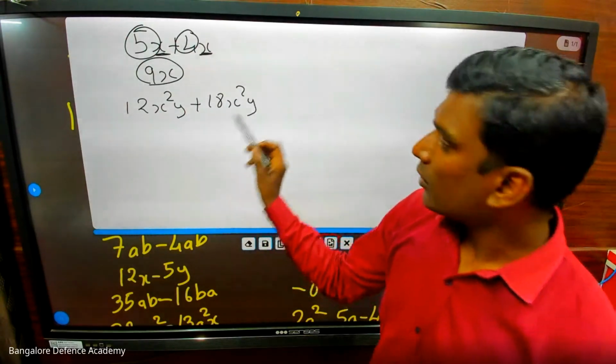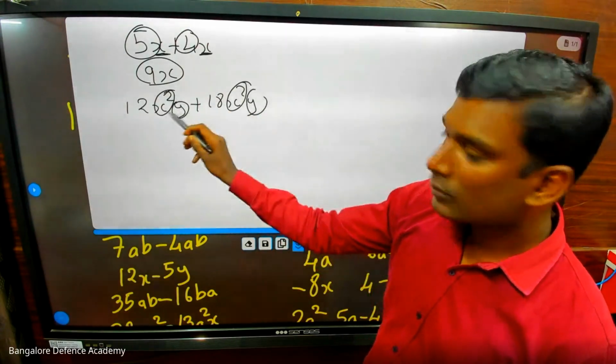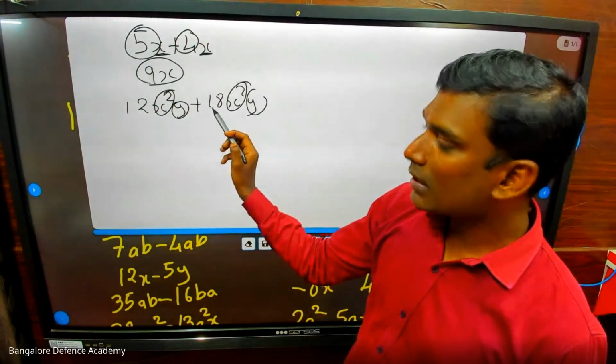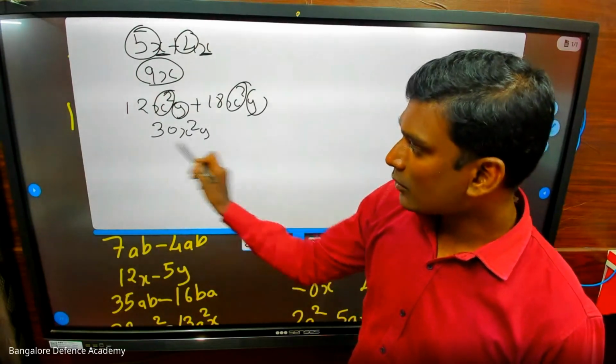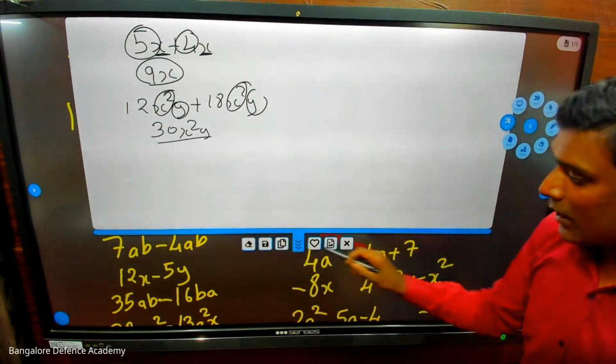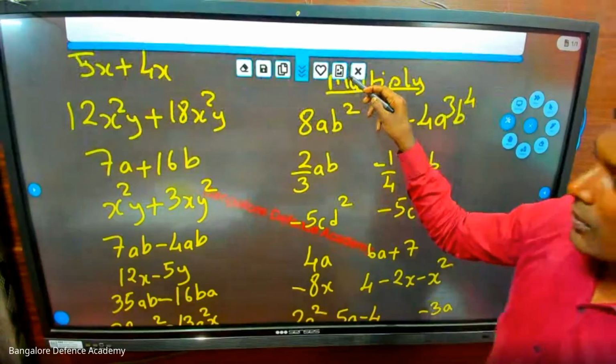What you should check? You should check whether the variables are same. x square y, x square y. So 12 plus 18, how much you get? 30x square y is the answer. You got it? Is it right? Just check. If it is right, give a tick mark. Okay, next look at this.